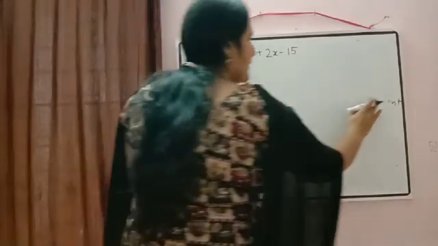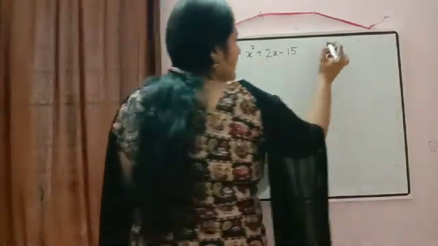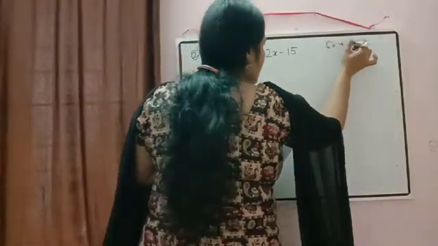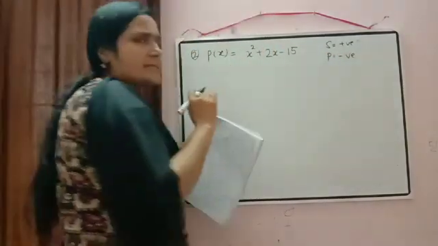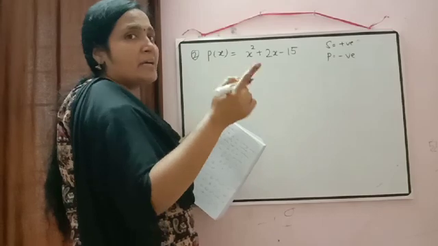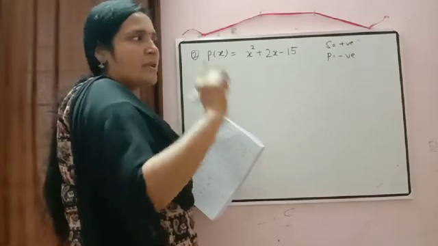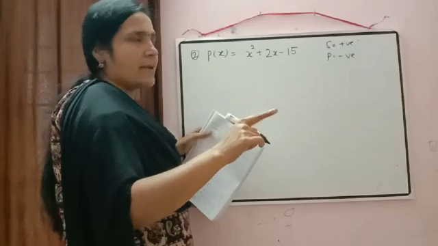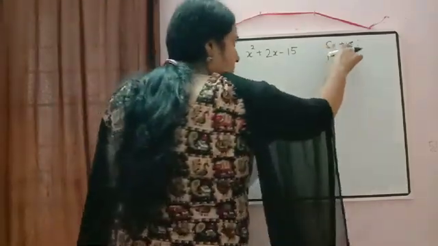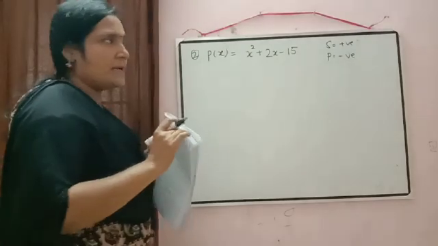Now you just check here. Sum is positive but product is negative. So if the product is coming negative, it means one number should be negative. So if one number is negative, it means we have to do subtraction. Okay. And sum positive means the greater number should be positive.